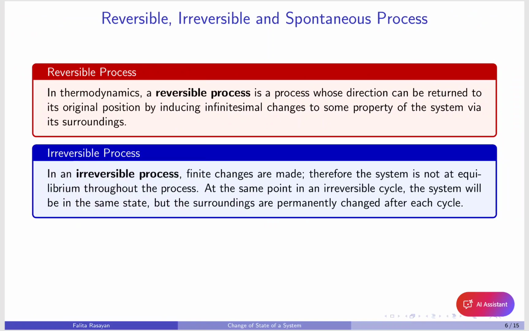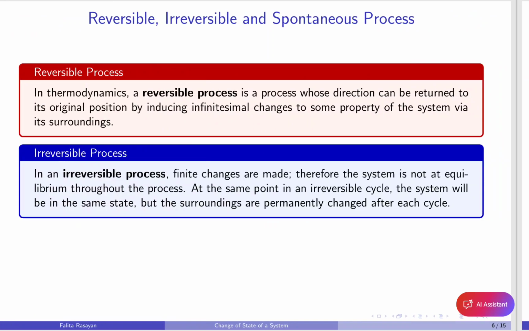changing after each cycle. So in case of an irreversible process, the surroundings do not come back to the initial state, even though the system can come back to the initial state. So these two are the very distinctions between the reversible process and the irreversible process.